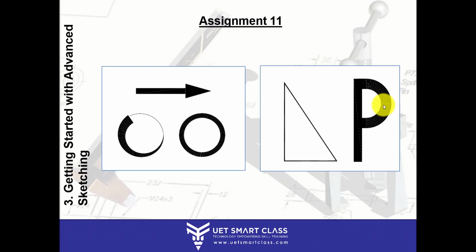Okay. This is your assignment. Try making an arrow. Try using the widths. Okay. Try a shape. Try a text. Okay.